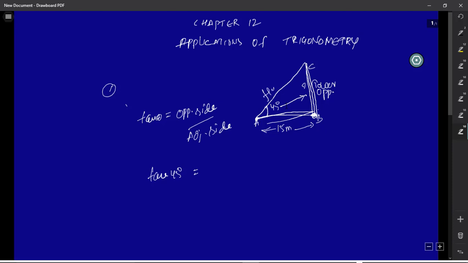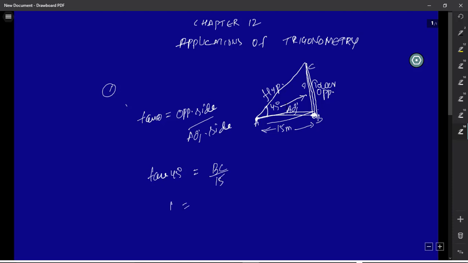This slant line is always the hypotenuse, and this is our adjacent side, right? So opposite side is BC. I don't know the value of BC or the length of BC, so I'm writing BC as it is. By adjacent side, what is the adjacent side here? Adjacent side is 15 meters, so I'm writing 15 here.